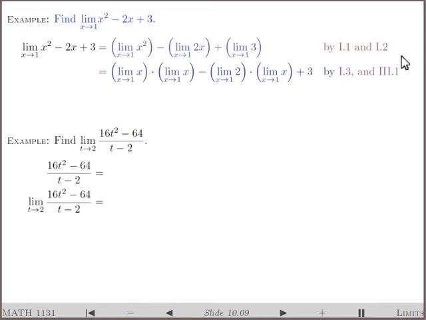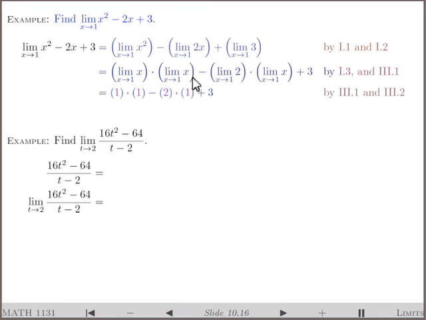Now I have the limit of a constant or the limit of x in each of these, and we know the limit of x is whatever x is approaching. So the first term would be just 1 times 1. The limit as x approaches 1 of the constant 2 is just 2. So the second term is 2 times x. And then I have plus 3.